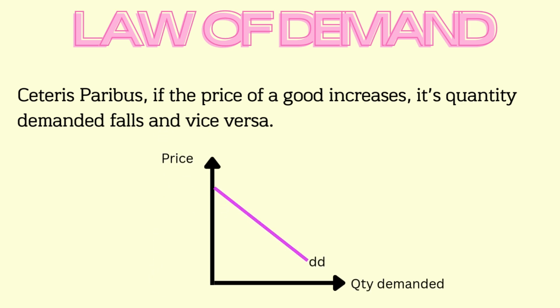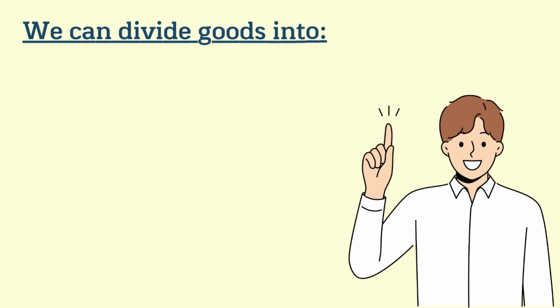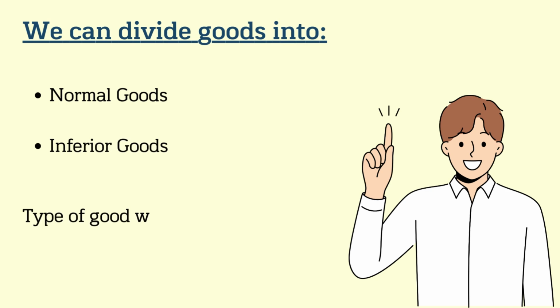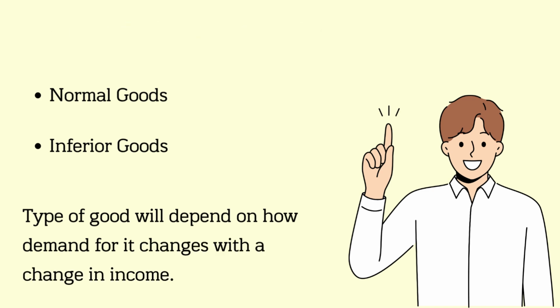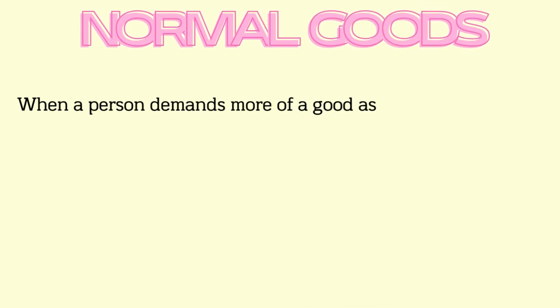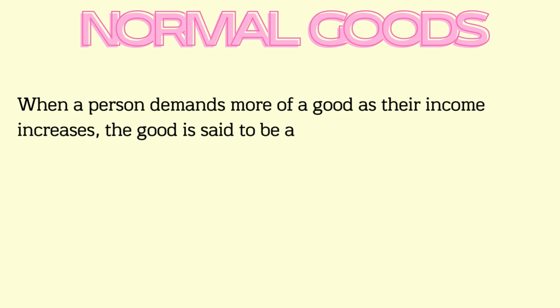This is also the reason why we will have a downward sloping demand curve. It is important to know that the law of demand holds true only for normal goods. We can roughly divide goods into two types, normal goods and inferior goods. Under which category a good will fall into can be determined by seeing how a person changes his demand for that good in response to a change in his income. If a person demands more of a good when his income increases, then the good is considered to be a normal good.